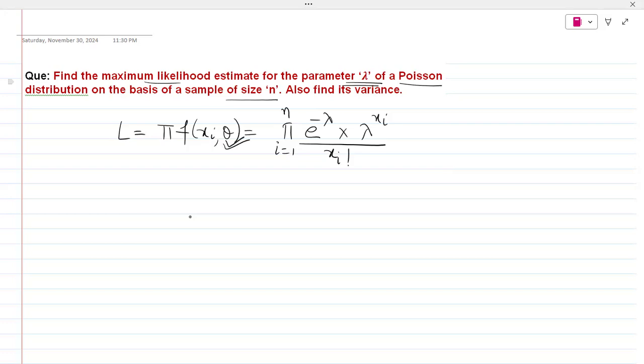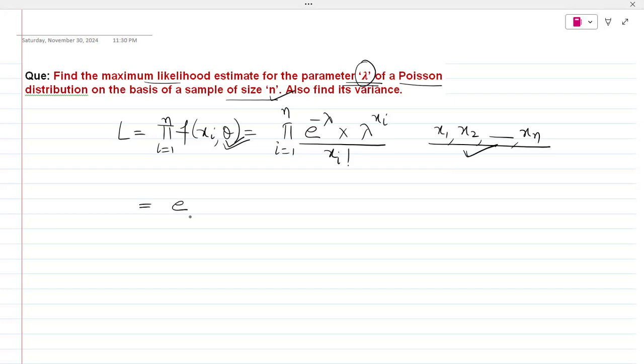So what is our theta? The unknown parameter theta is lambda. And obviously this is i from 1 to n because our sample size is n. And this small x1, x2, xn, I have already mentioned that usually our sample observations are denoted by the small x's. So now what will this be?